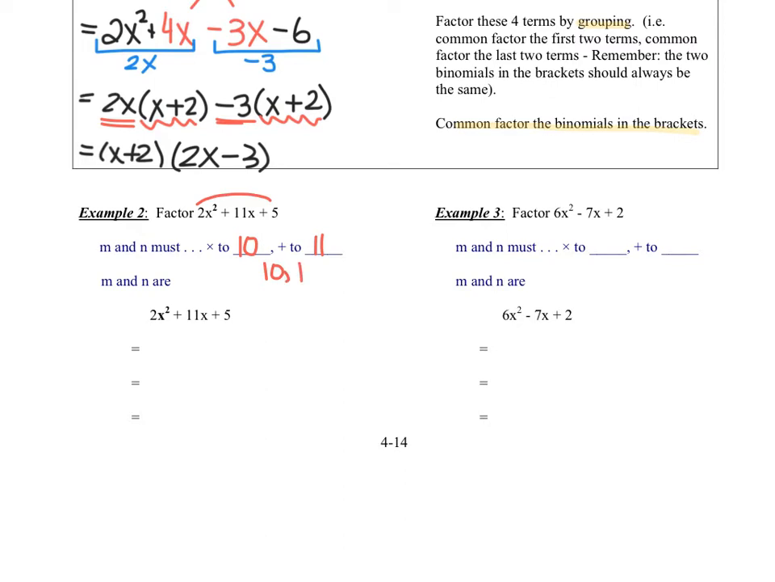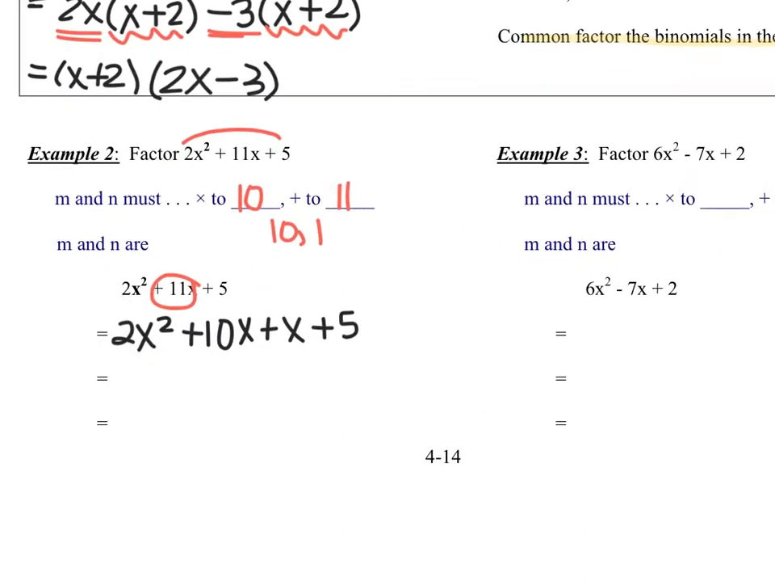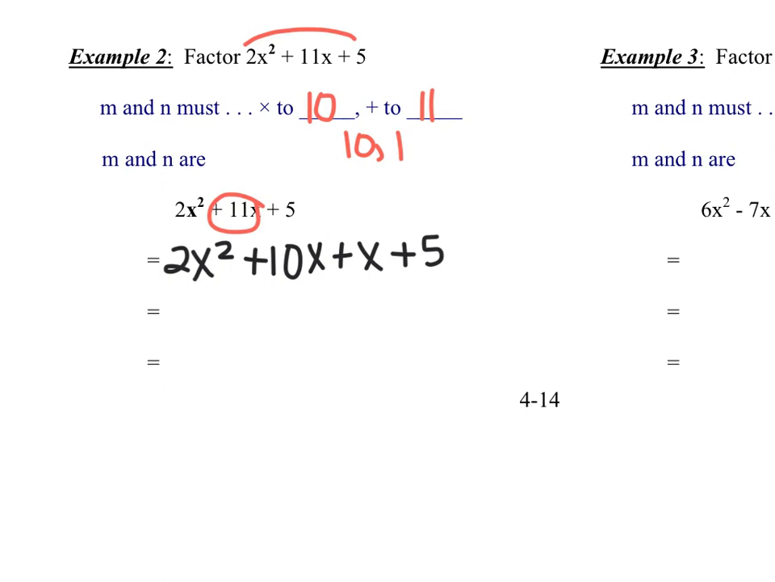So now I'm going to break off this 11x into those two numbers. So I'm going to write 2x squared plus 10x plus x, or 1x, plus 5. The order you put your magic numbers in does not matter. It will work either way. So now I'm going to pair up my terms and I'm going to common factor from each one. From 2x squared and 10x, I can factor out a 2, and they both share an x, so 2x. From x and 5, there's nothing I can factor out, but I have to factor something. So I'm just going to factor out a positive 1.